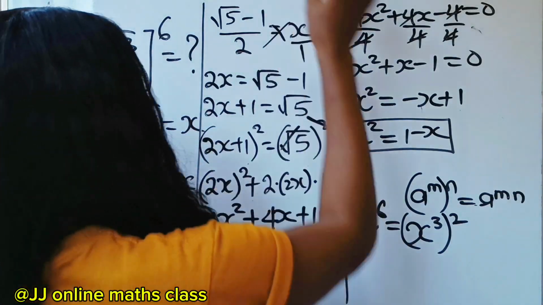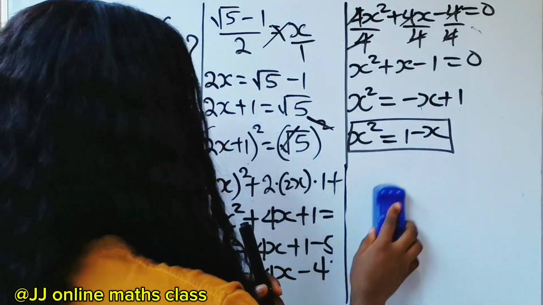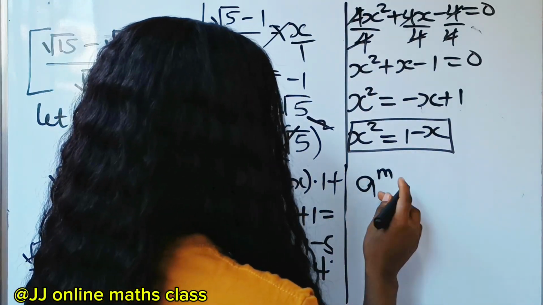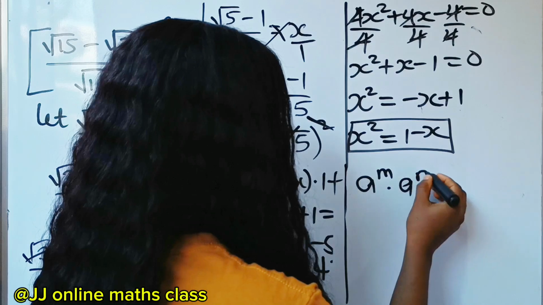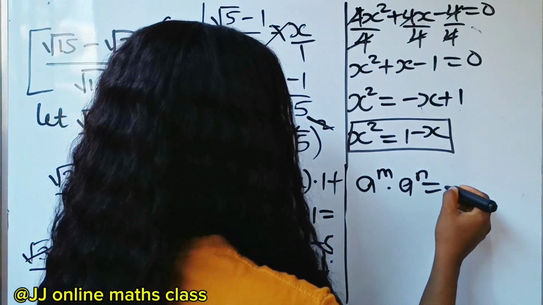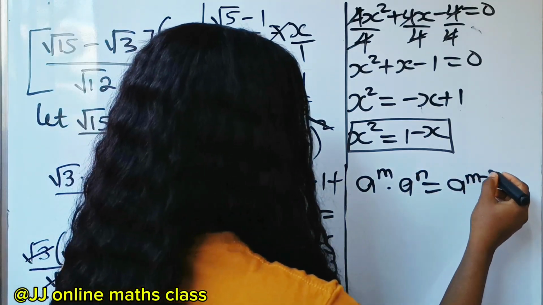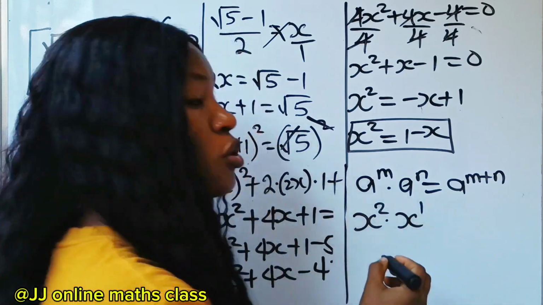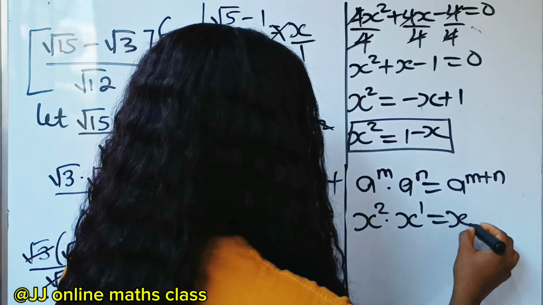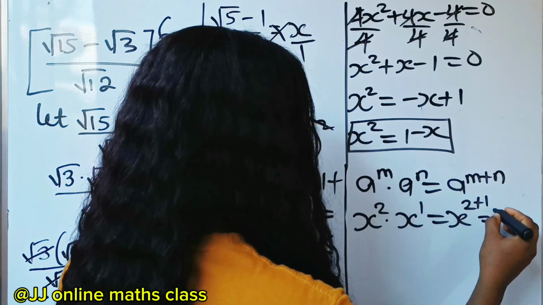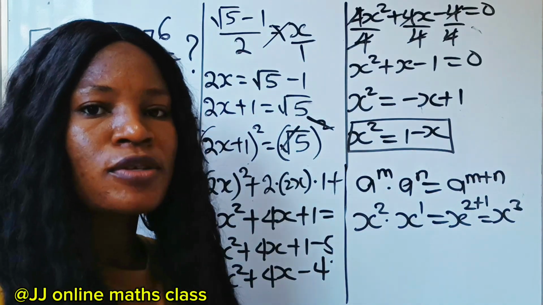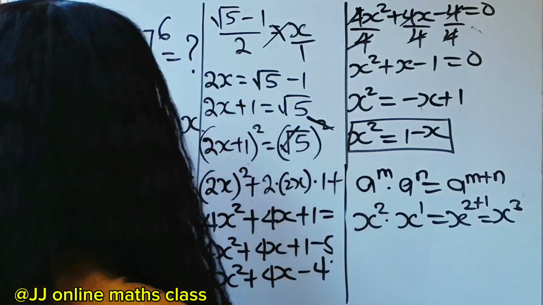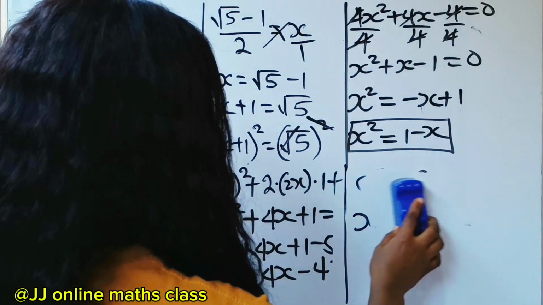Okay, yes, because according to our law of indices or exponents again, when you have a to the power of m multiplied by a to the power of n, this is the same thing as a to the power of m plus n. So if I say x squared multiplied by x to the power of 1, I will get x to the power of 2 plus 1, which will give me x to the power of 3. So I will now square my x to the power of 3 to get to my destination. You see why? All right, so let's go ahead and do that.